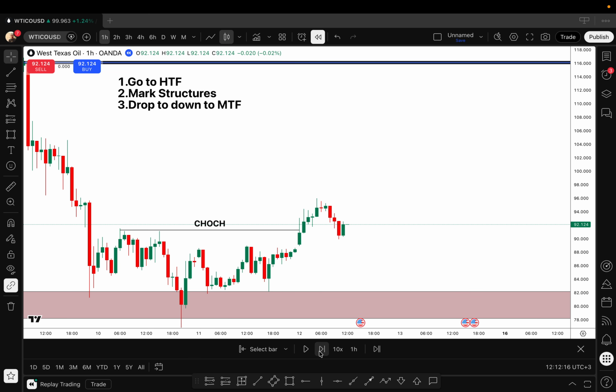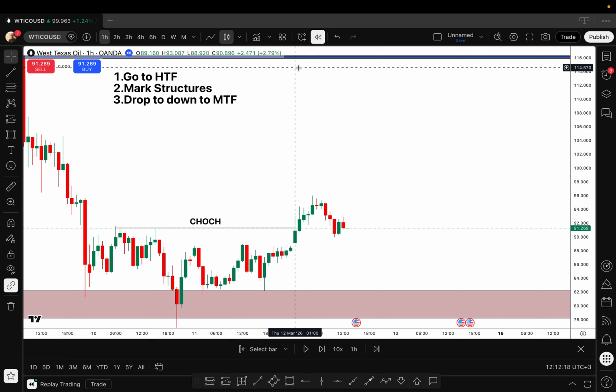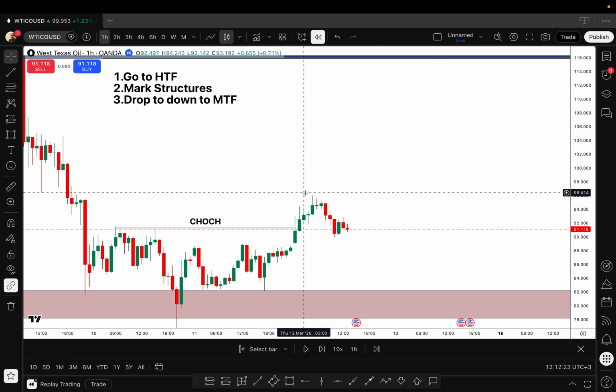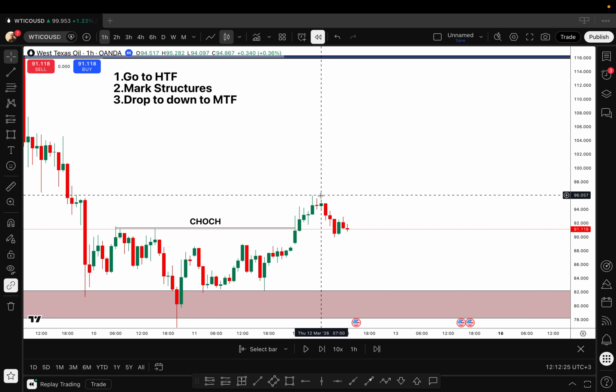So I'm just going to play price forward. We see now price retraces back, and that is what you want to see. So this is a higher high, this is like a higher low. So we want this high to be taken out, and that is going to be our break of structure. Then we look for our setups to buy.